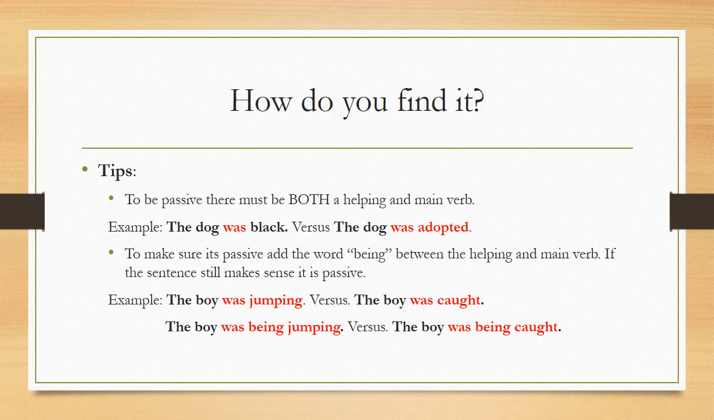Another quick trick to make sure something is passive is to add the word being between the helping and main verb. If the sentence still makes sense, then it is passive. In our example, "The boy was jumping," if we add being, we get "the boy was being jumping." This makes no sense. However, in the sentence, "The boy was caught," if we add the word being, we get "the boy was being caught," which still makes sense. This is a good tool to double check when you're unsure if something is passive.